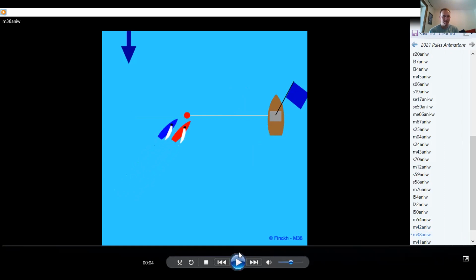That's the one. Here it is. So coming in here, they're both on port. So they're on the same tack and they're overlapped. They come into the zone. Blue has mark room on red. So red needs to give room to blue and to finish.